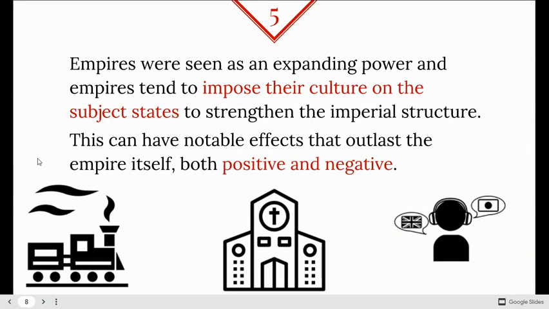Our last one says empires were seen as an expanding power, and empires tend to impose their culture on the subject states to strengthen the imperial structure. And these can be good and not so good in terms of their effects. So the empire imposes its culture on the countries that they take over. If you look at one of the popular sports in India, it is cricket. Cricket is a British sport. Why do they still play cricket in India? Because they were a part of the British Empire for a long time. If you look at Vietnam, France controlled Vietnam for a period of time during this era. And if you look at Vietnamese food, there are French elements in the food. So that is French culture getting imposed on those subject states.